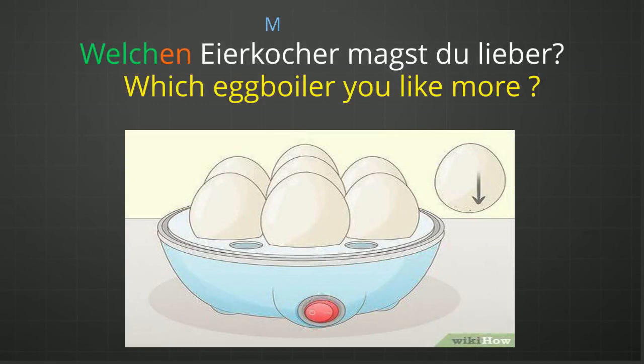Welchen Eierkocher machst du lieber? Du is the subject, Eierkocher is direct object in the sentence, so Eierkocher should be in accusative case, and it is masculine gender noun, and that is why en is ending to welche.